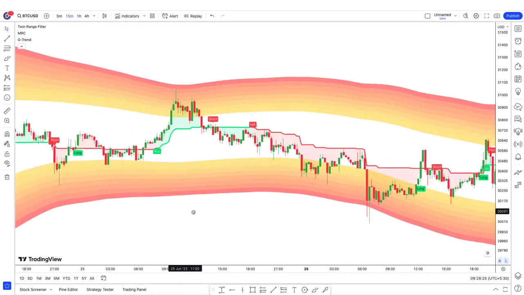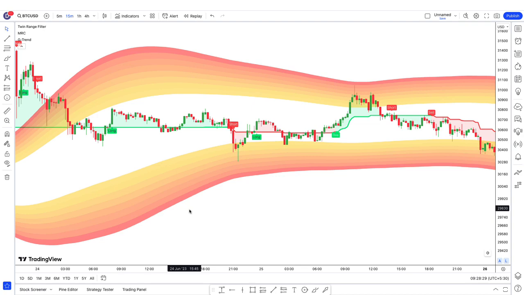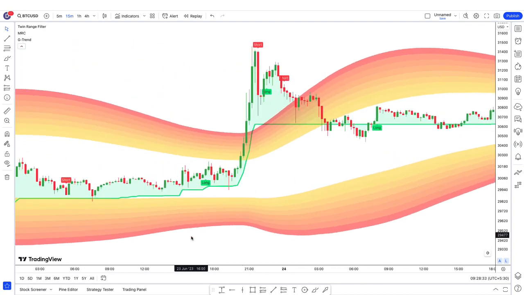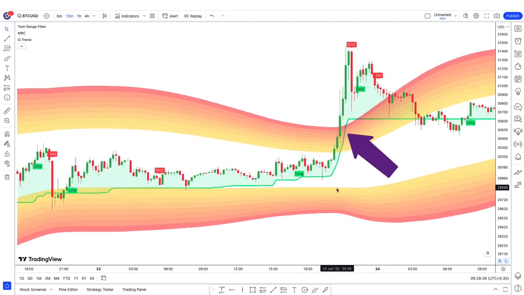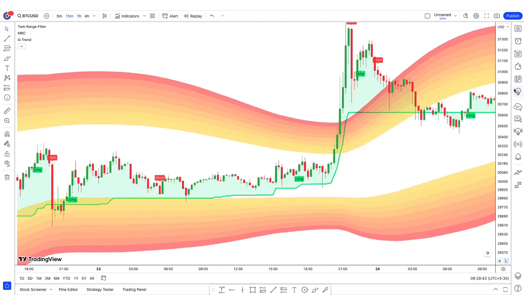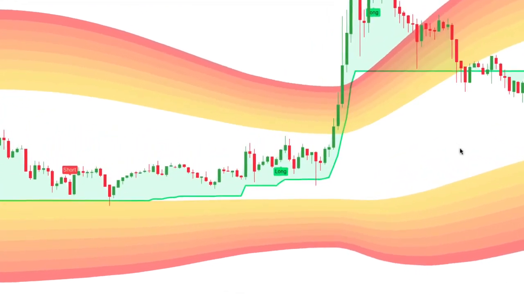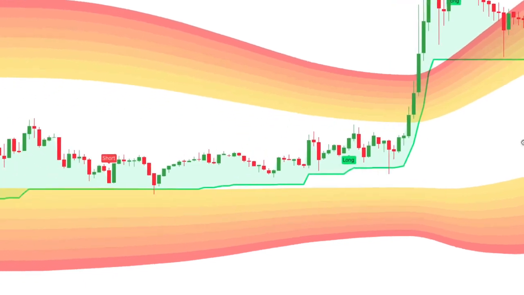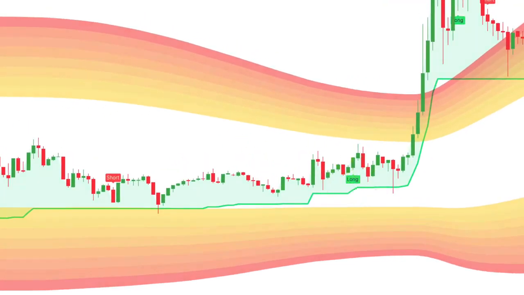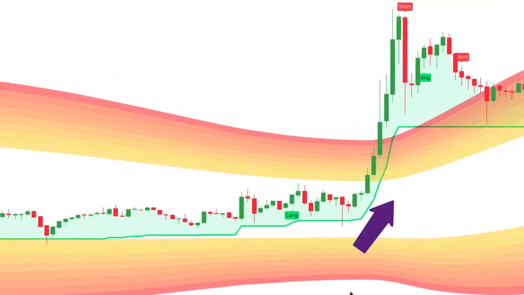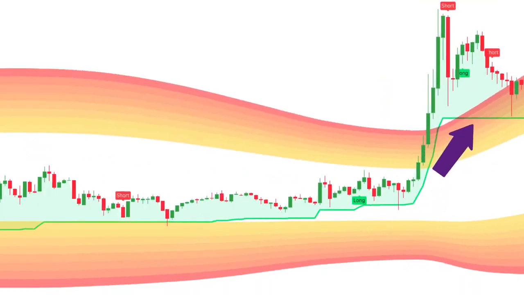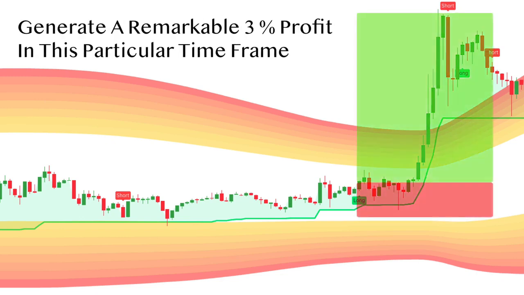The G-trend indicator proves to be highly valuable in detecting fake signals. Here's how we utilize this indicator. Whenever the market trend is ascending, indicated by the price being above the G-trend indicator and the G-trend graph appearing green, we focus on entering long trades while avoiding short trades. Let's take an example of a long signal that occurred here. The trend is ascending as the price is above the G-trend indicator and the G-trend graph is green. This signal presents an opportunity to enter and generate a remarkable 3% profit in this particular time frame.